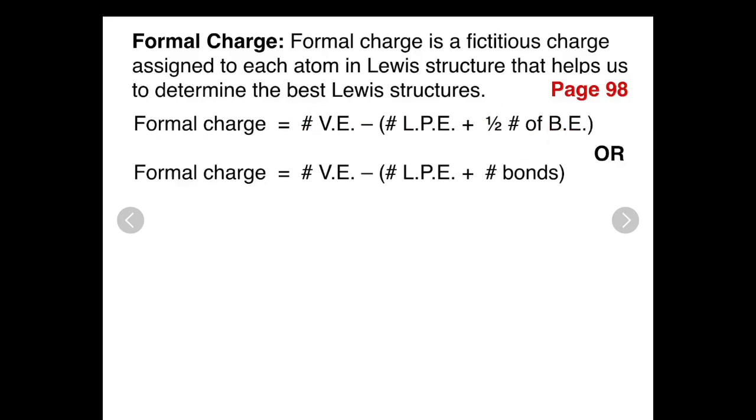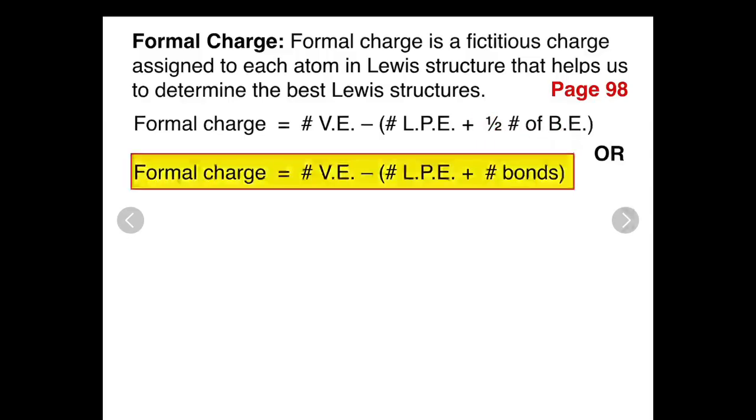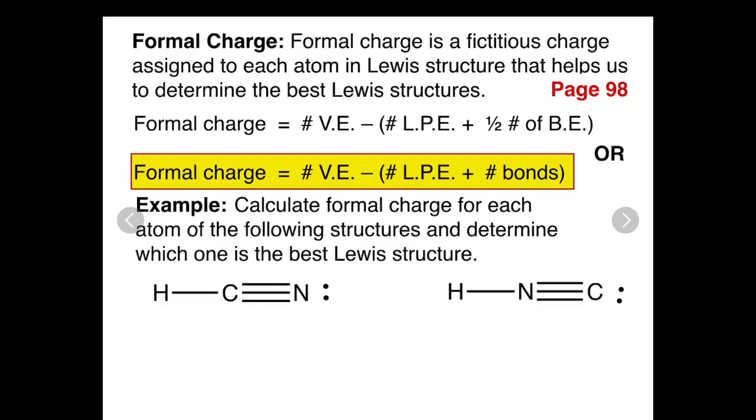Or if you think about this, half of the bonding electrons is pretty much the number of bonds, right? So you can also use this as well. Pretty much it is equal to the number of valence electrons minus the number of lone pair electrons plus the number of bonds. What do I mean by that? Okay, so let's take a look at an example.